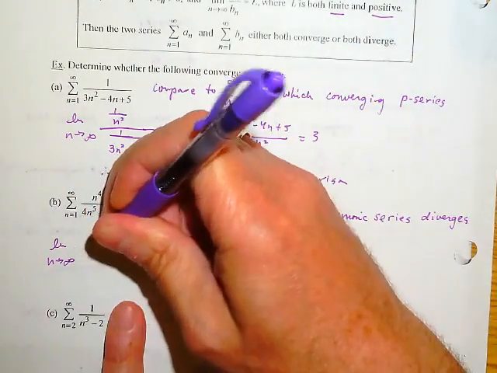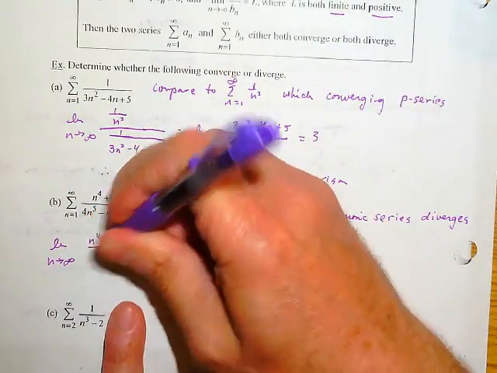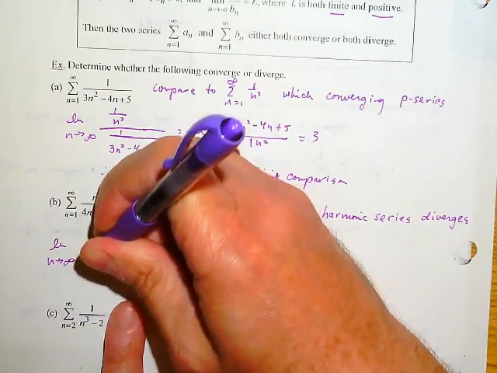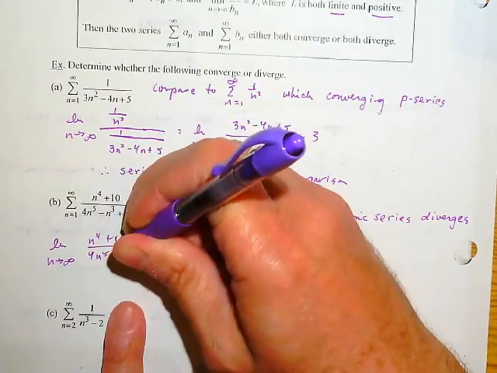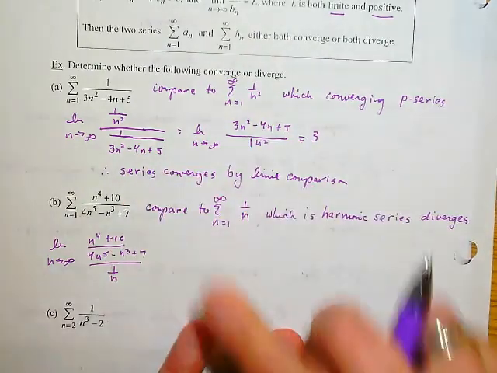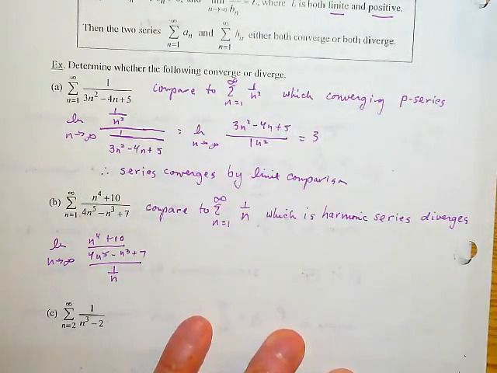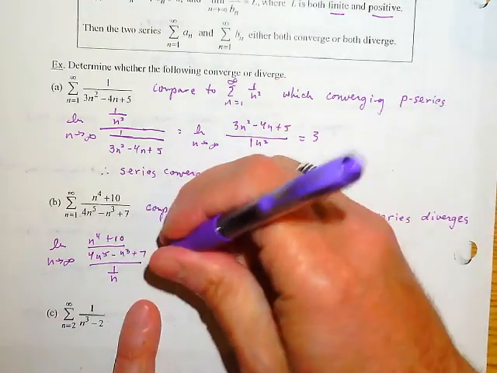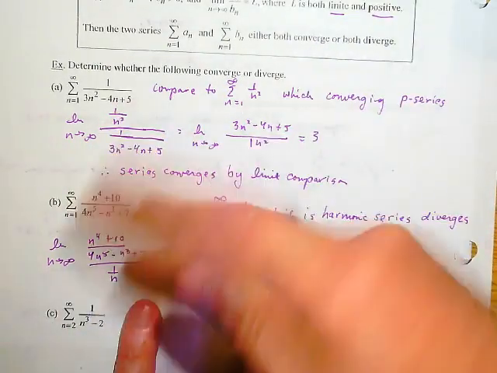Wow, this is a big mess. n to the 4th plus 10 over 4n to the 5th minus n to the 3rd plus 7 over 1 over n. See how I did it, the compared to on the bottom? Because again, it doesn't matter, as long as we get a... well, if we flip and multiply, that would bring an n on the top, right?